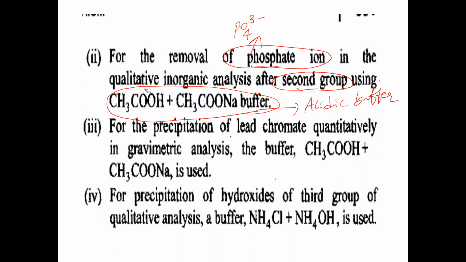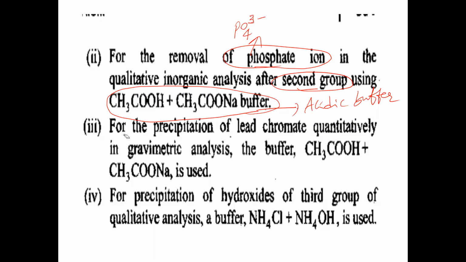But it is what now? Qualitative. In the qualitative analysis for the removal of phosphate ions, in the analysis of second group cations, what do we use here? Acetic acid and sodium acetate buffer is used. So remember this point here. To remove phosphate ions, which buffer is used? Acetic acid and sodium acetate buffer is used.